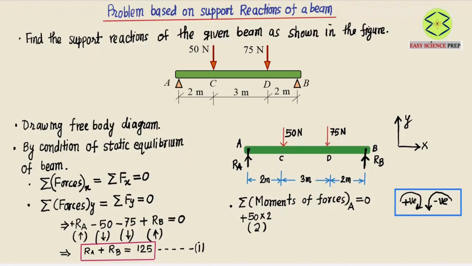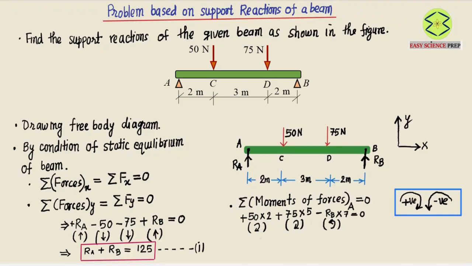Similarly, due to the application of the 75 Newton force, the beam is going to rotate about point A, again in the clockwise sense. Please remember, we keep the beam pivoted at point A. The distance of the 75 Newton force from point A is 2 plus 3, that is 5 meters. Again the beam is rotating clockwise, so 75 times 5. Due to the application of RB, the beam is going to rotate in the anti-clockwise direction, so it will be minus RB times the distance of RB from point A, which is 2 plus 3 plus 2, that is 7 meters, and that is equal to 0.